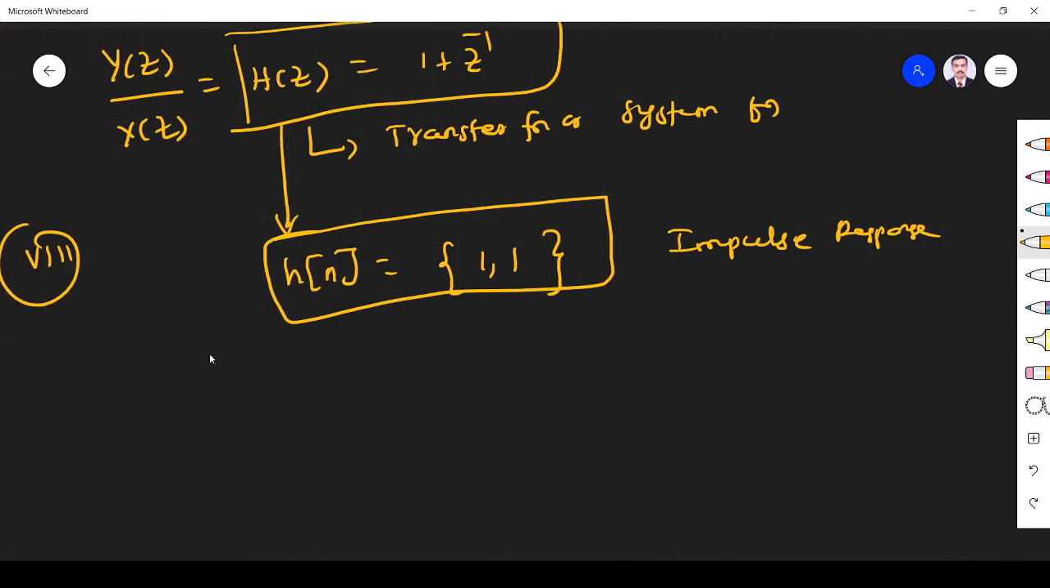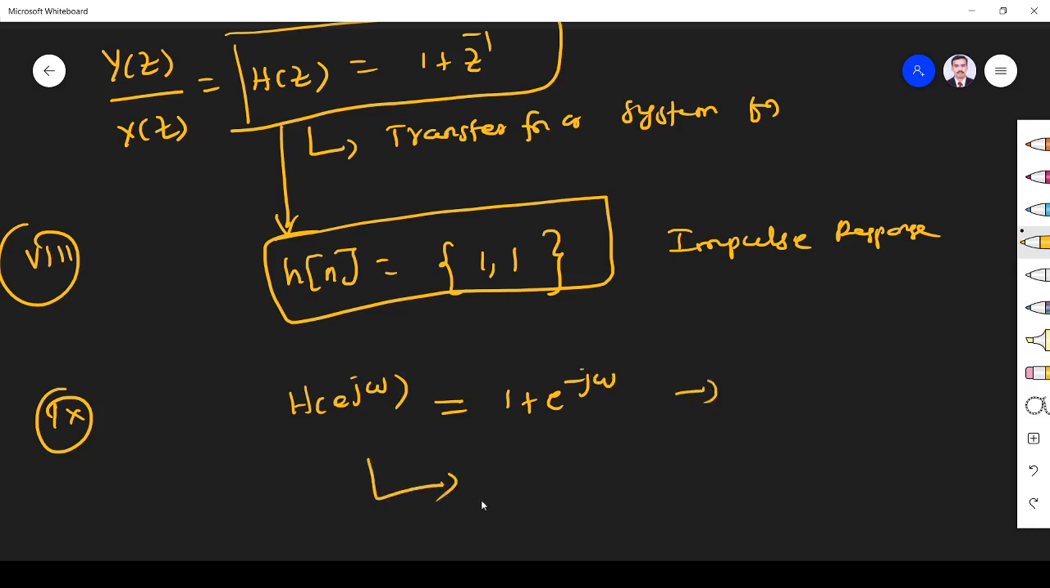Okay. Now we see what is the 9th concept we can get from here. If you apply z is equal to e power j omega, it will become H of e power j omega, and it will be 1 plus e power minus j omega. What is H of e power j omega? It is nothing but the frequency response. So this is our 9th concept we learned.